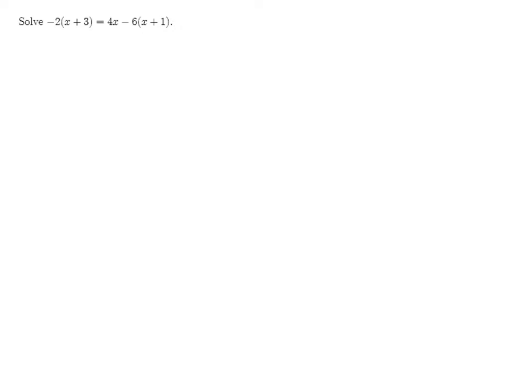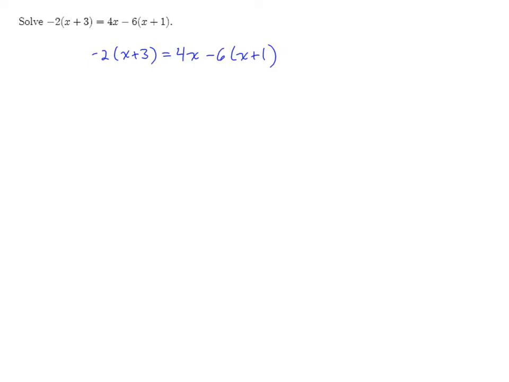So to start, let's write this equation. We have negative 2 times the quantity x plus 3 equal to 4x minus 6 times the quantity x plus 1. To solve this equation, the first thing we need to do is simplify each side. On the left, we're going to use distribution, and on the right, we'll use distribution and then combine like terms. So we'll use the commutative, associative, and distributive properties as needed. After that, we'll use the addition property of equality and the multiplication property of equality to isolate the variable and then eliminate any possible coefficient.